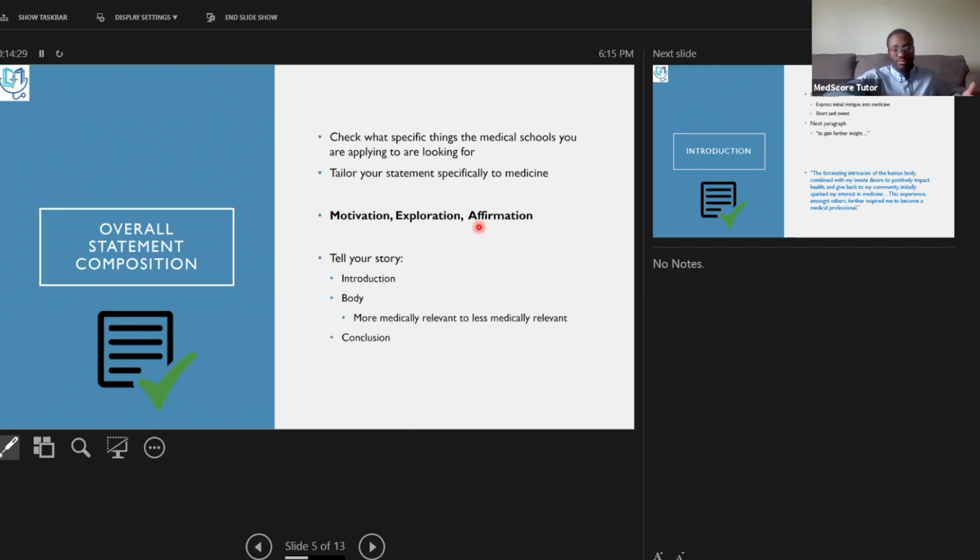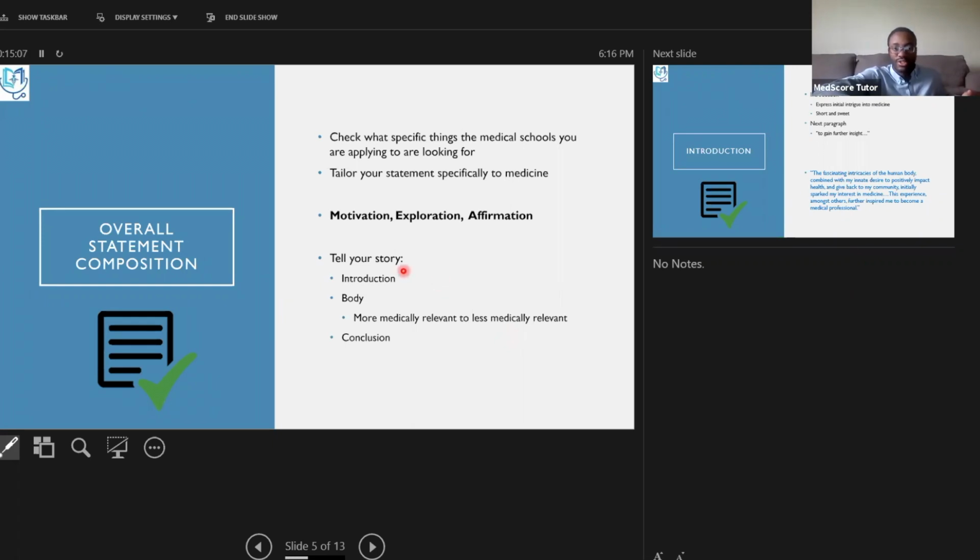So the layout is introduction, body, and conclusion. Like I said before, go from more medically related information to less medically related information. That's again with the table. So if you've done hospital experience, you want to talk about that first. If you've done volunteering in a hospital or in a clinical setting, you want to talk about those things first and then move down. But as we go on, I'll break that down a bit more and show you what that looks like.